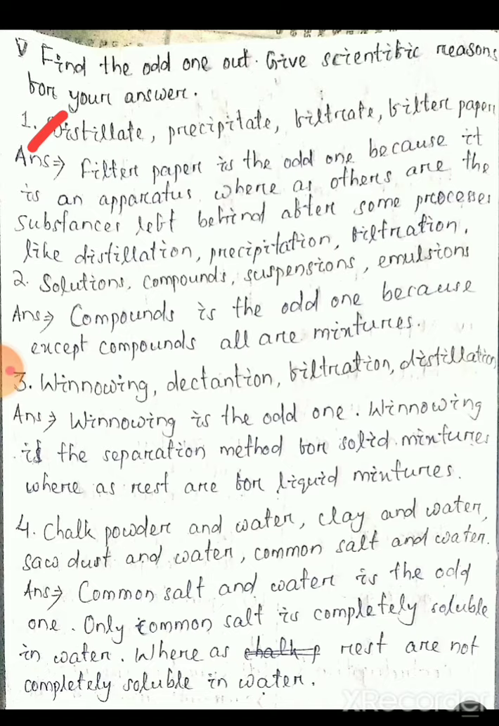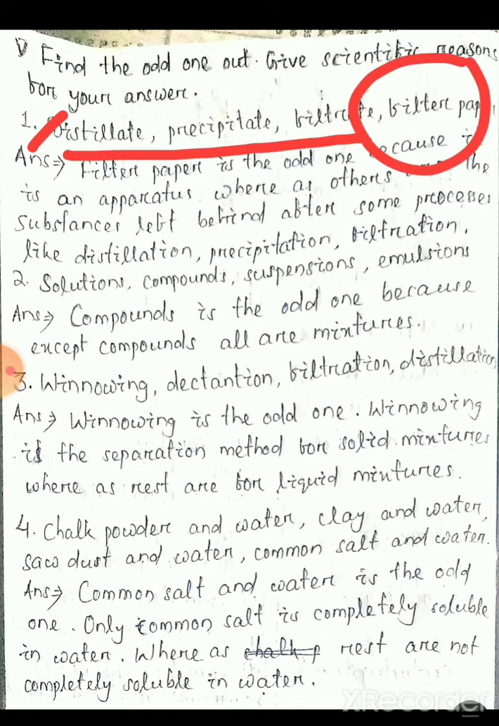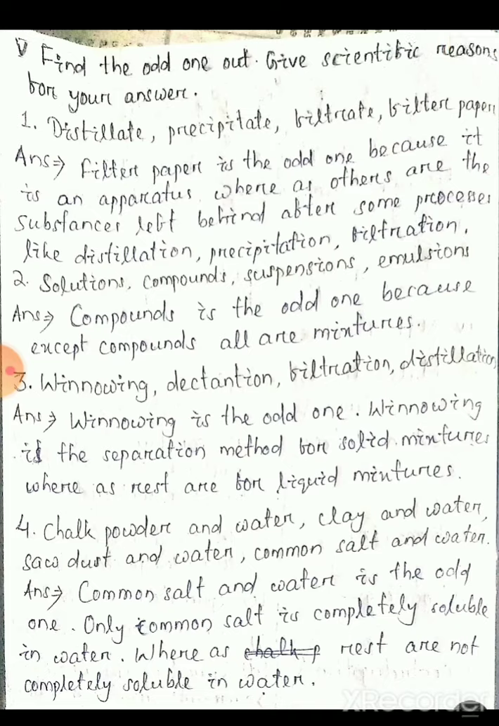whereas the others are the substances left behind after some processes. In distillation, that is distillate. In precipitation, that is precipitate. In filtration, that is filtrate. These are all substances left behind, whereas filter paper is an apparatus. So filter paper is the odd one out. You write that filter paper is the odd one because it is an apparatus, whereas the others are the substances left behind after some processes like distillation, precipitation, filtration.